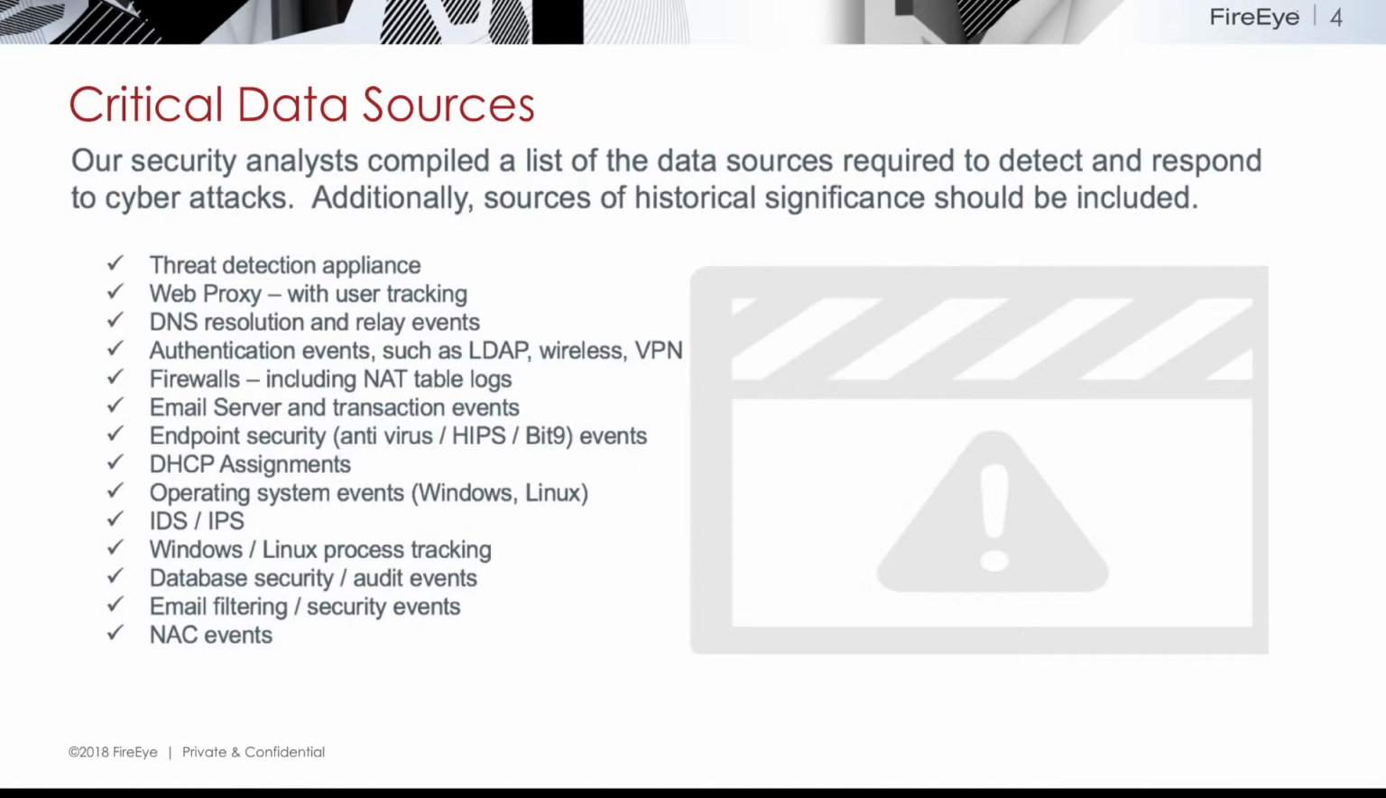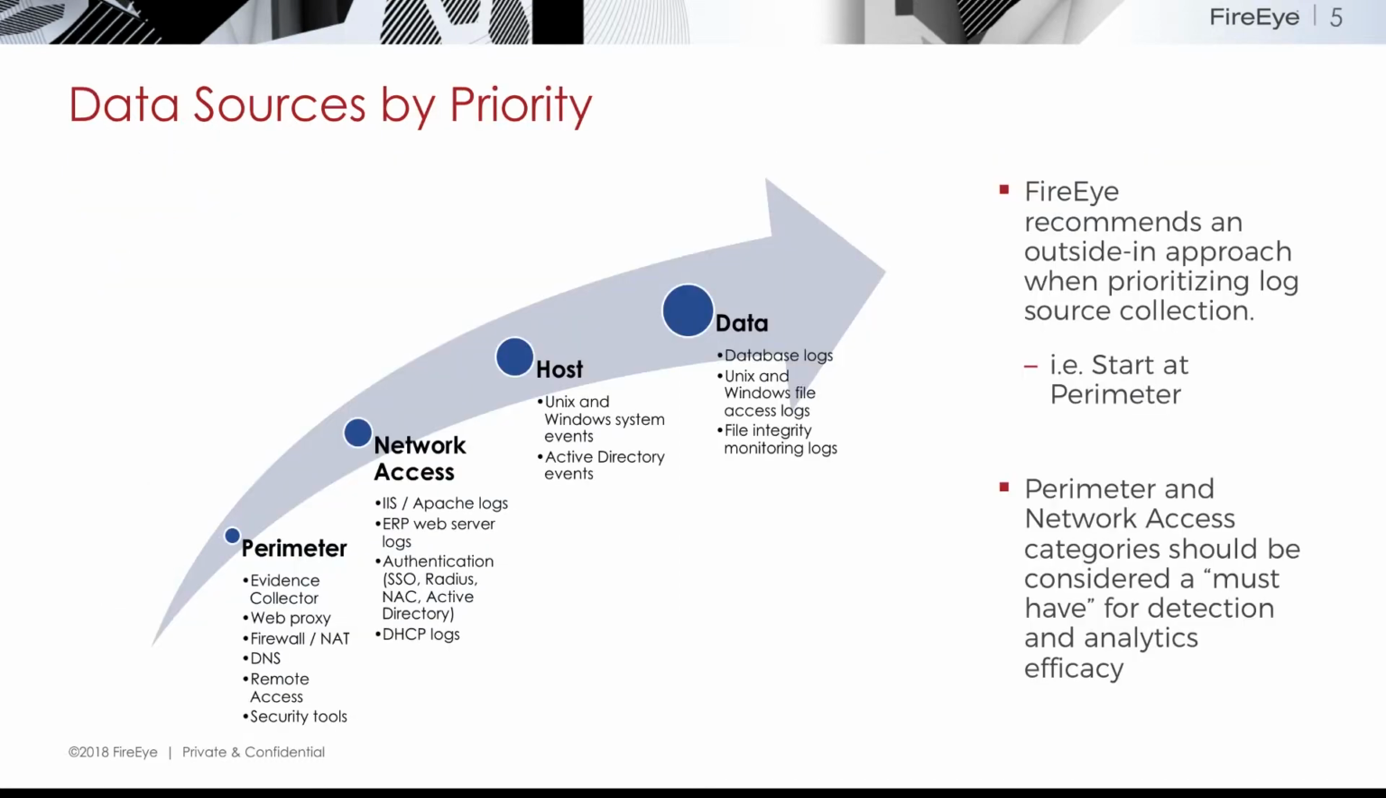Over the years of deploying Helix and threat analytics, we have identified critical data sources that we would recommend to any organization to onboard as part of a prioritization effort. Third-party security platforms, DNS, web proxy, firewall, endpoint, DHCP, Windows and Linux server workstation process tracking, and other network access control events would be in the list of priority critical data sources. FireEye recommends taking a prioritization of outside inwards in regards to network infrastructure in order to prioritize the data sources that are onboarded into Helix.